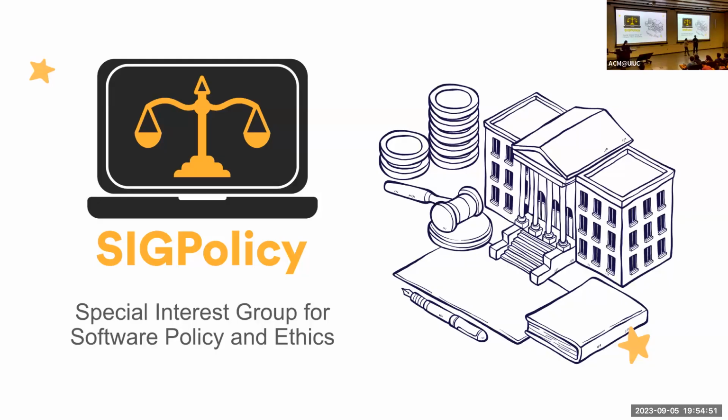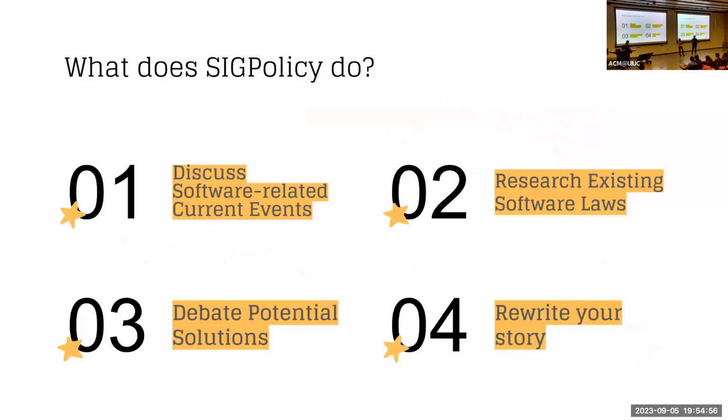Hi, we're SIG Policy, the special interest group for policy and ethics in ACM. We do two things. I tried to make an alliteration, but it didn't work. So first thing we do is we discuss software-related current events. So we might touch upon the fact that Zuckerberg and Elon Musk want to fight each other. We might talk about that. Not entirely sure. We will debate potential solutions to a lot of ethical dilemmas and problems. We research existing software laws.